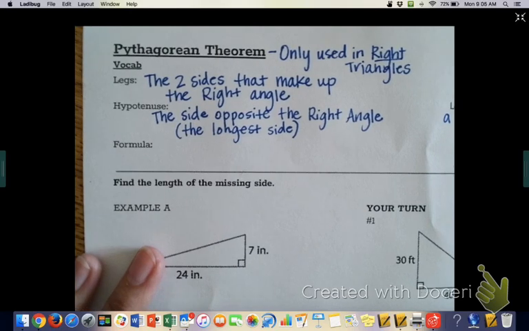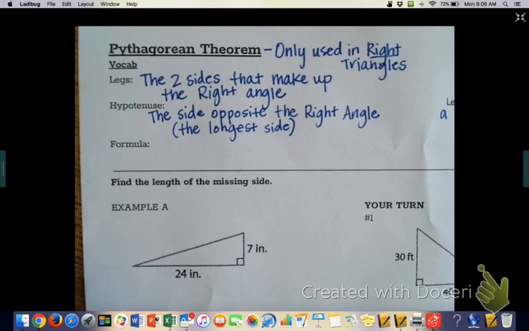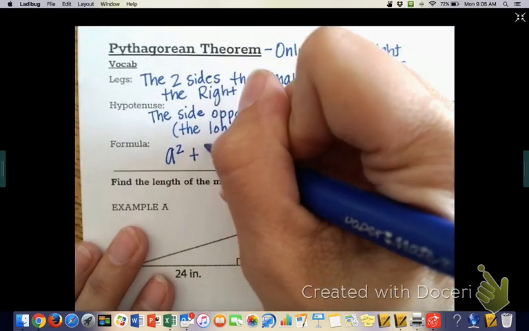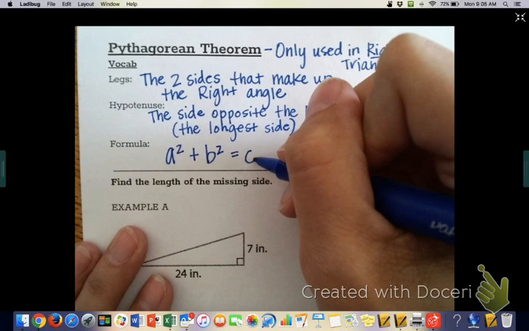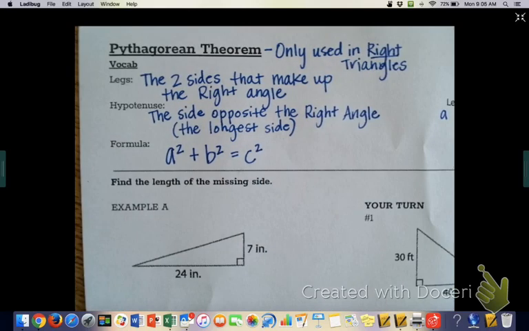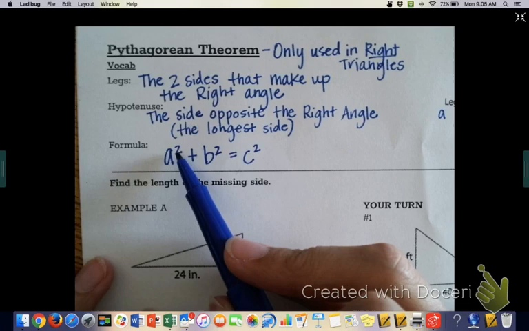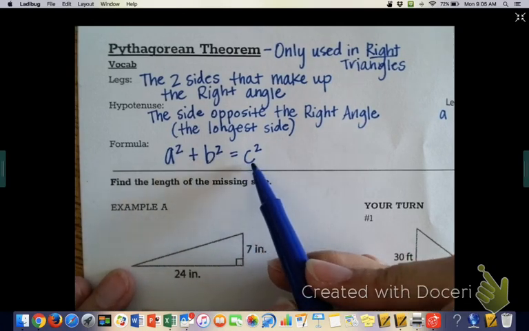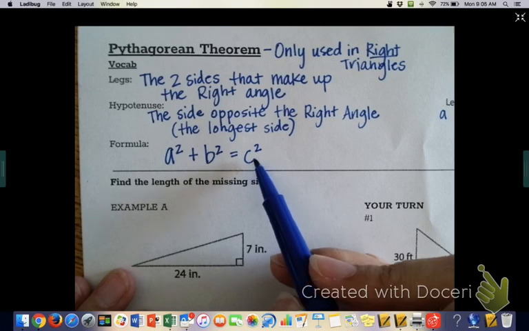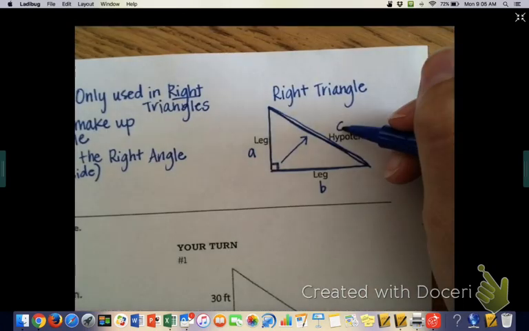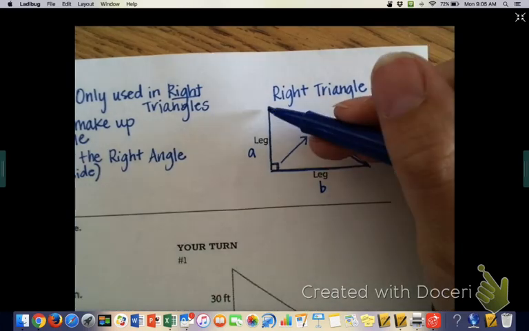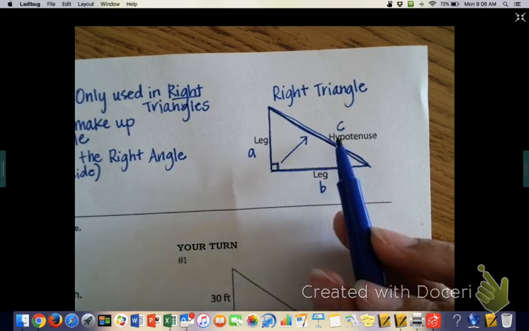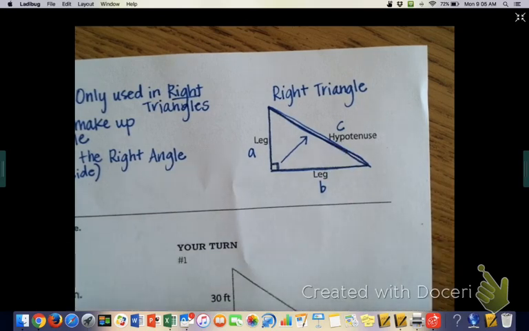Okay, here's your formula. Please memorize this. Do your very best to know this forever. You're going to need it for next year and definitely the rest of this year. A squared plus B squared is equal to C squared. So you're going to take your leg and square it. You're going to add it to your other leg squared, and it is going to exactly equal your hypotenuse side squared. So go ahead and label the hypotenuse as your C.